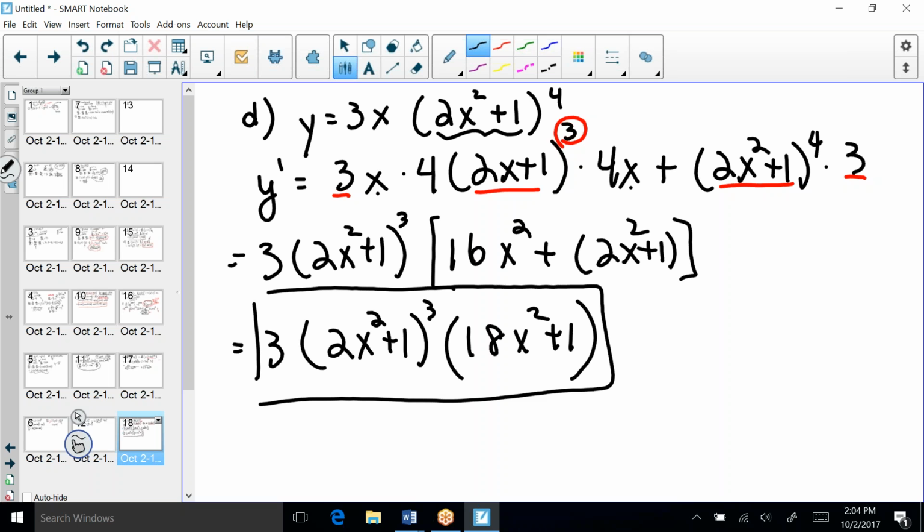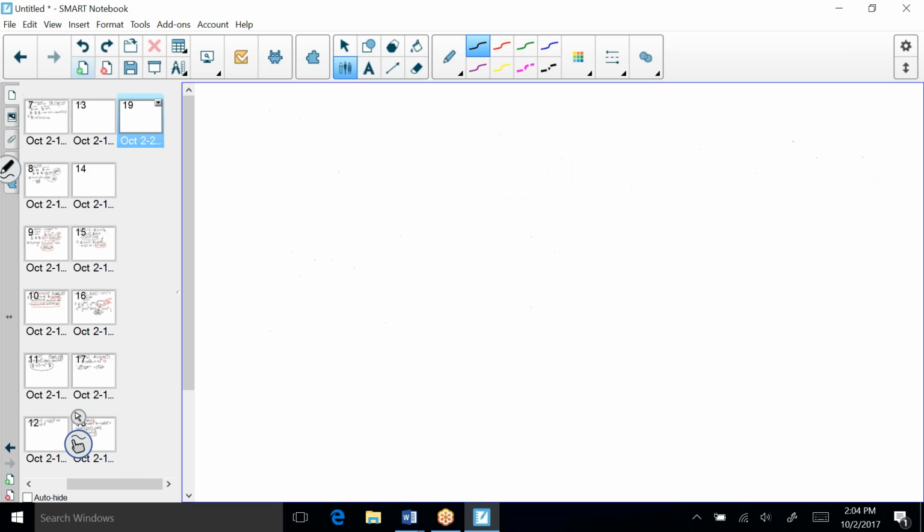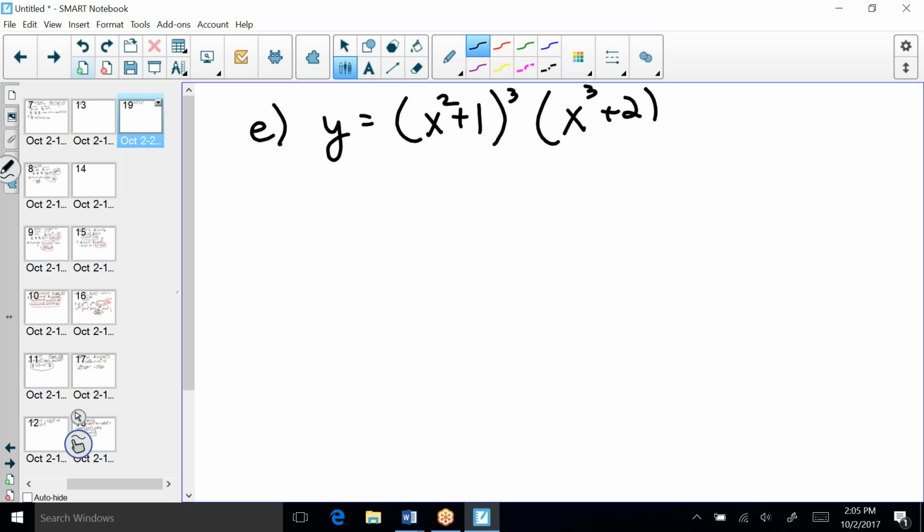And then we have one more problem. So let's write that one down. So hopefully you tried this one. y is equal to x squared plus 1 to the third power times x cubed plus 2 to the sixth power. Again, product rule.